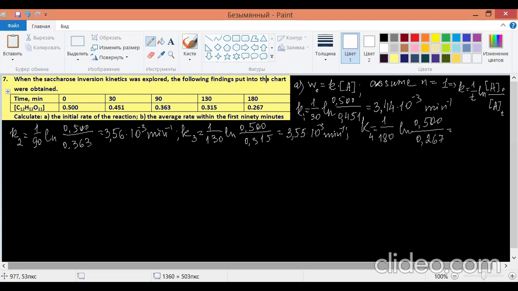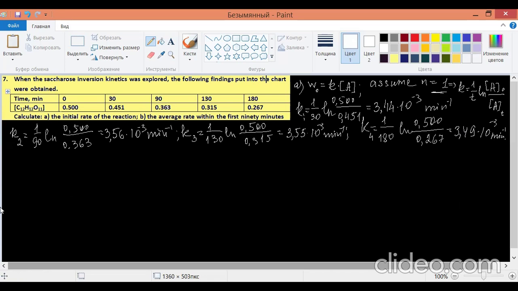Yeah, very close. It's 3.49 times 10 raised to minus 3 minute raised to minus 1. As you see, the magnitudes of the found K's are very close to each other. So that's what we can confirm: the assumption that n is equal to 1 is not groundless.